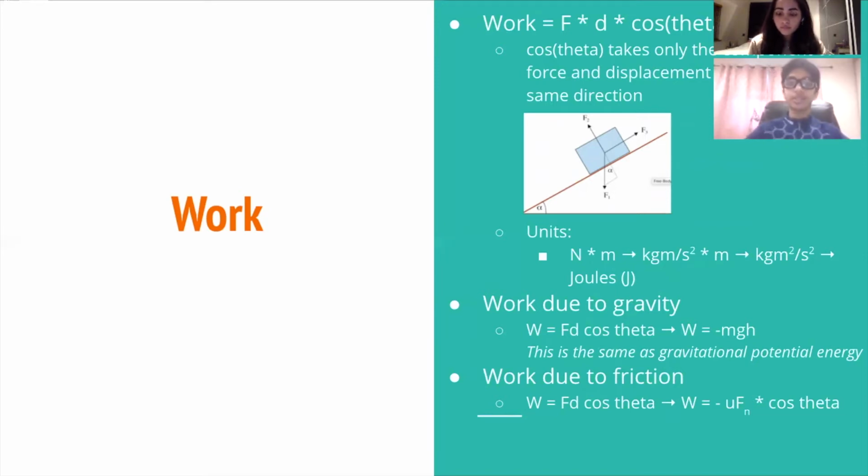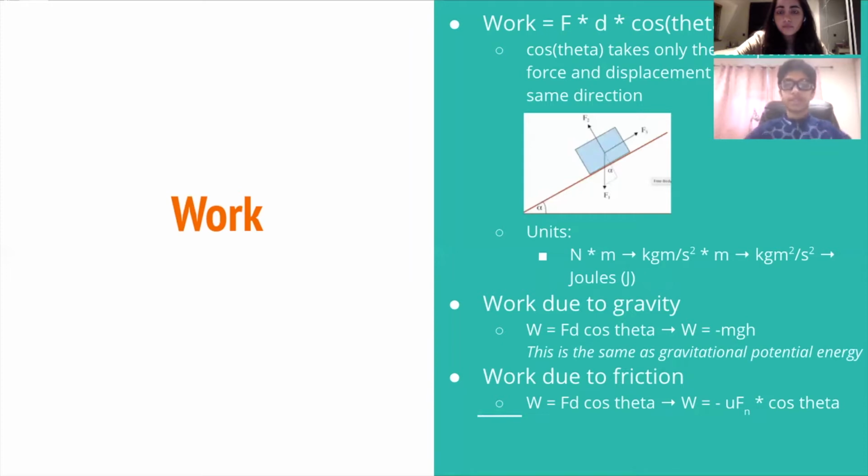The units, of course, as you can see from this, are newtons times meters. Force is in newtons, displacement is in meters. Cosine theta has no units. And so the units are newtons times meters, which is kilograms times meters per second squared times meters, which is the joules that we just brought up.